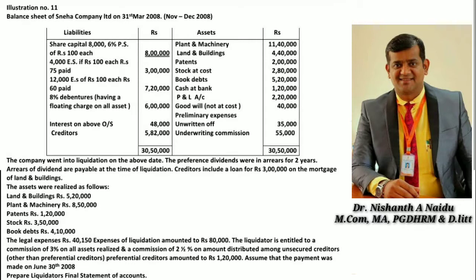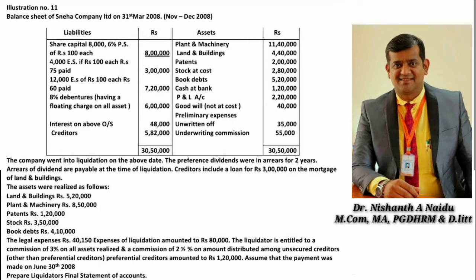Creditors include a loan of rupees 3 lakh on mortgage on land and building. So there is a creditors amount which has been mortgaged on land and building for rupees 3 lakh. That amount has been included in creditors. The assets were realized as follows: land and building rupees 5 lakh 20,000, plant and machinery rupees 8 lakh 50,000, patents rupees 1 lakh 20,000, stock rupees 3 lakh 50,000, book debts rupees 4 lakh 10,000.